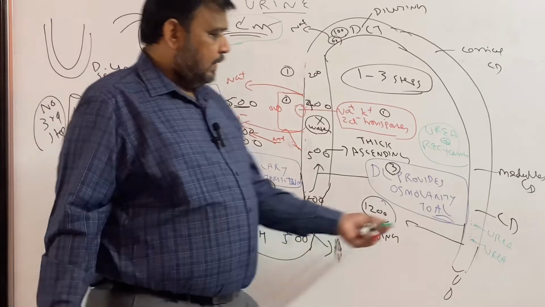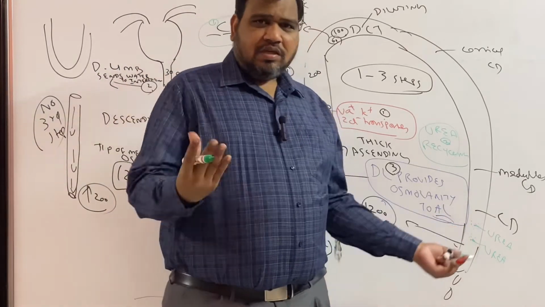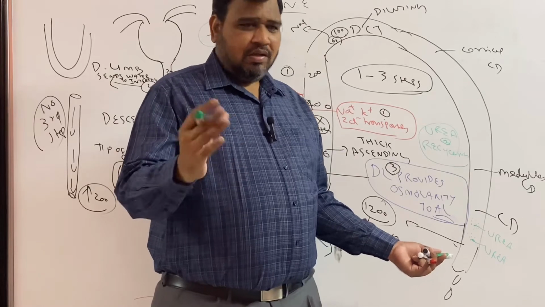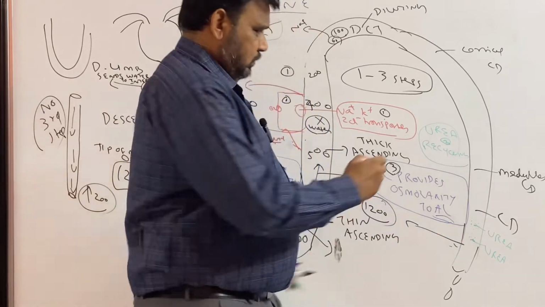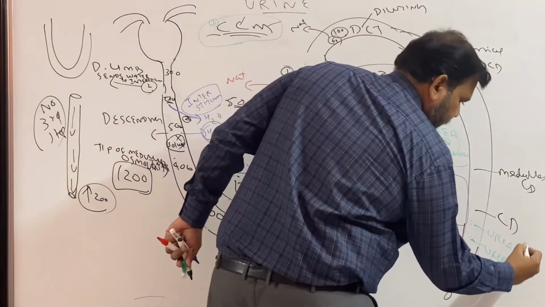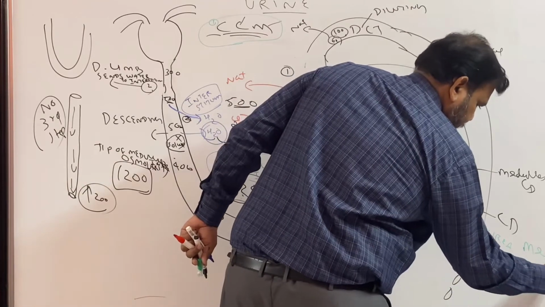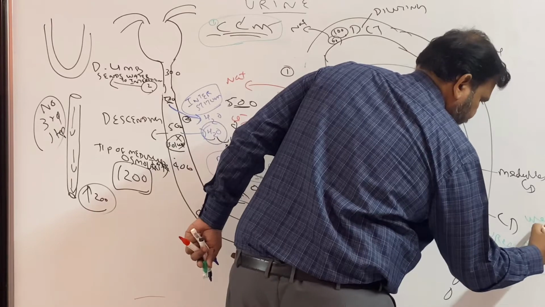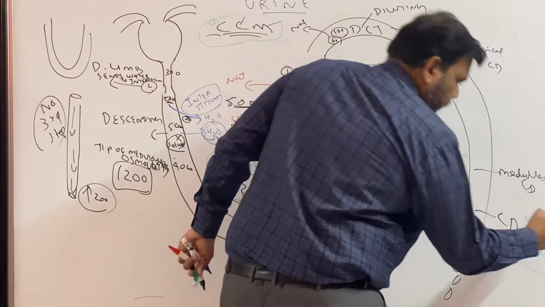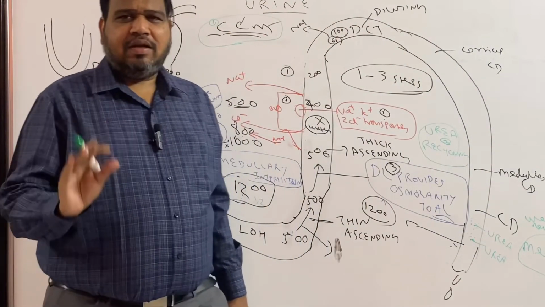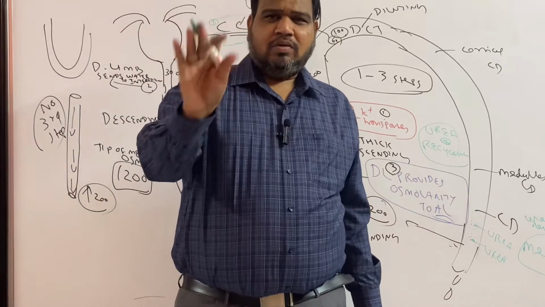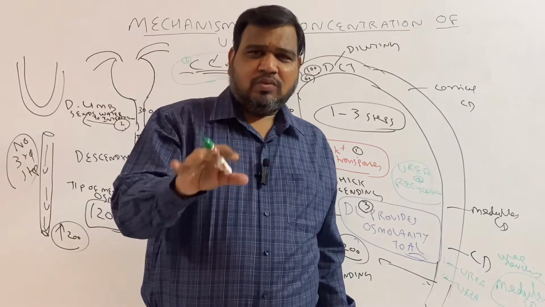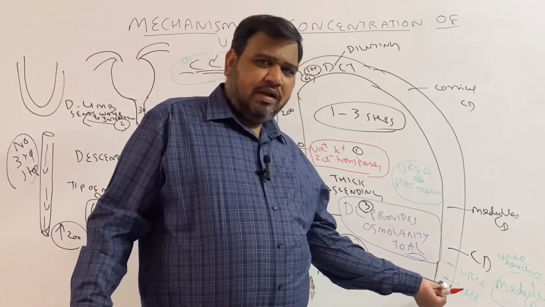So note it down. Urea is a solute. Urea is also a solute which is going to give some concentration. What happens? Urea recycling occurs in the medullary collecting duct, not in the cortical collecting duct. Note it down. Definitely not in the DCT, not in the loop of Henle. Urea recycling starts only in the medullary collecting duct.